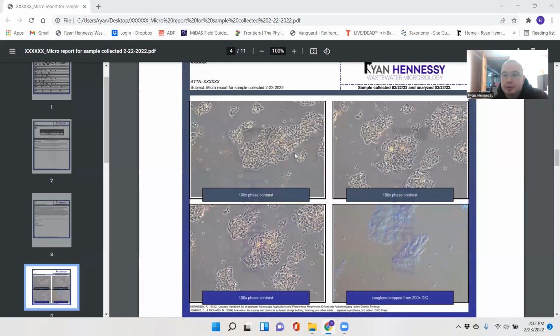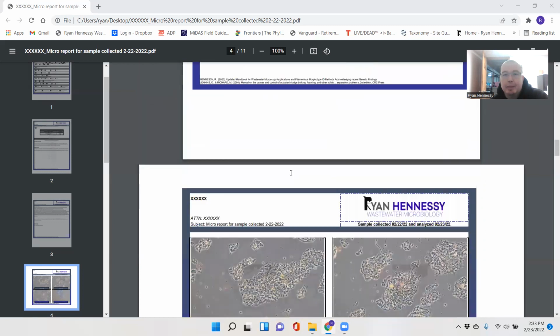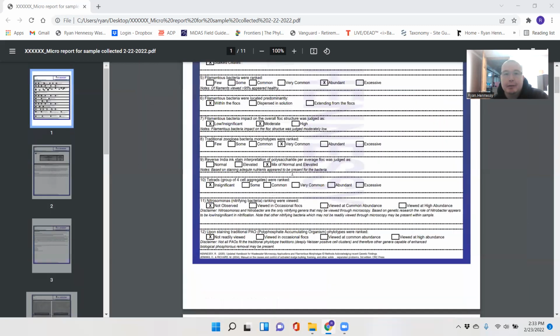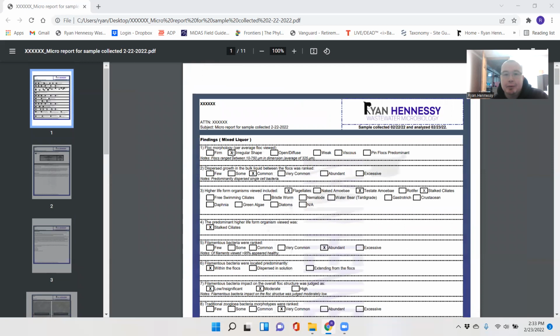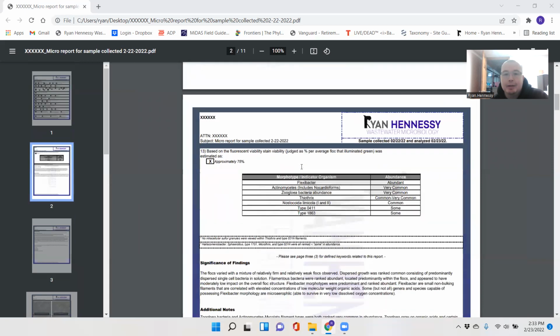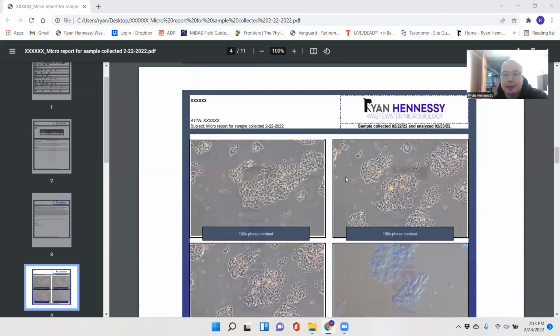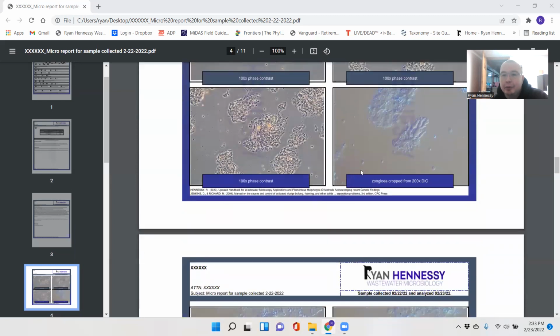So just going through this report here, you can see the flocs are irregular in shape. They're kind of in between. I wouldn't necessarily call them firm or weak. I believe this particular plant has about a 120 SVI, which is not necessarily bad. However, going back to the ranking system, I just put irregular in shape, and then in the notes I mentioned that there's some that are firmer, some that are more diffuse.